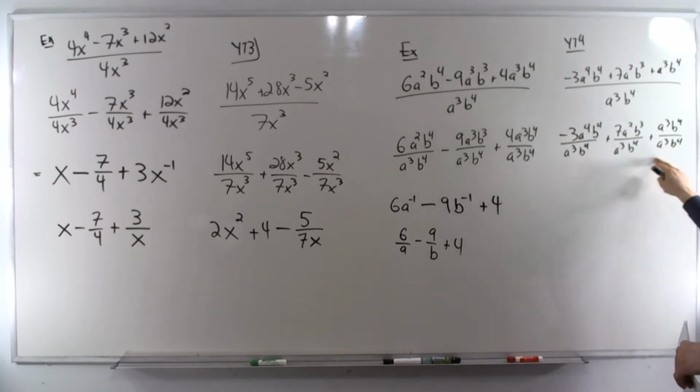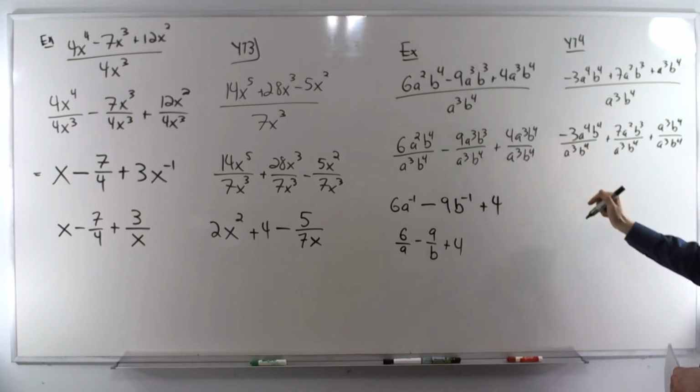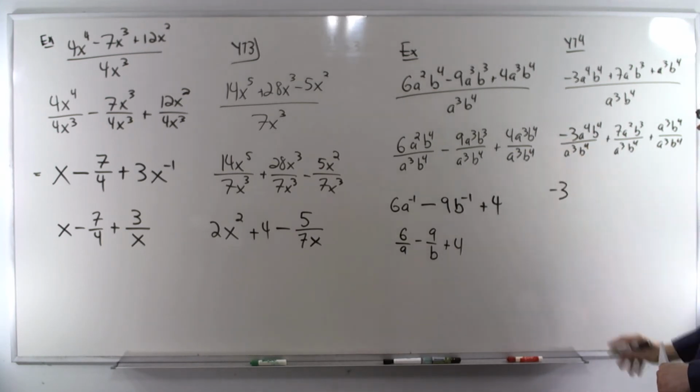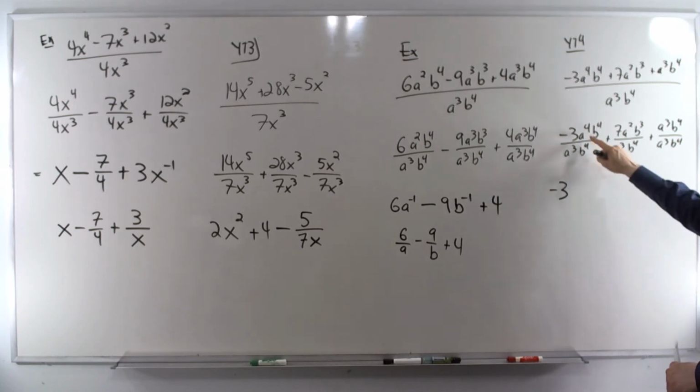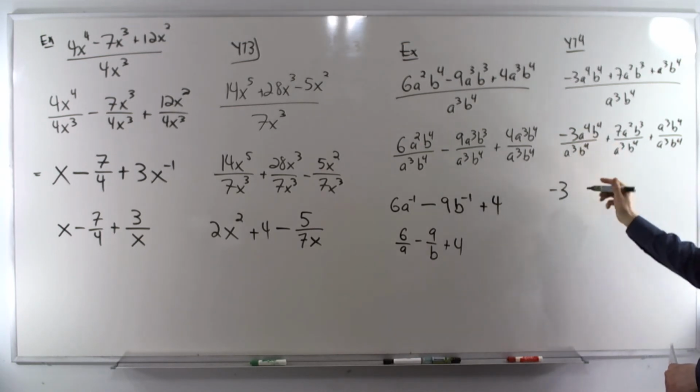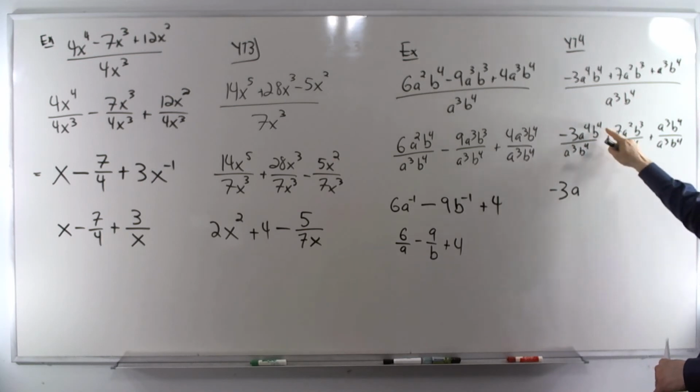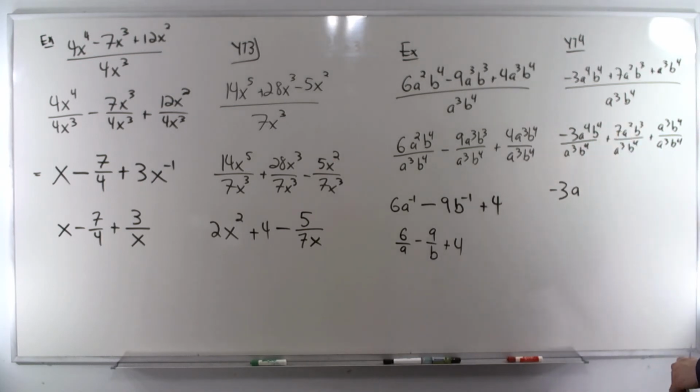All right, there's our three individual fractions. Now let's divide each one separately. We got -3 divided by 1, so -3. A to the fourth over a to the third, that's a to the first power. B to the fourth over b to the fourth, those cancel. So -3a plus 7.